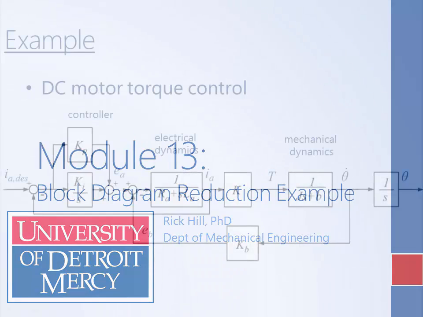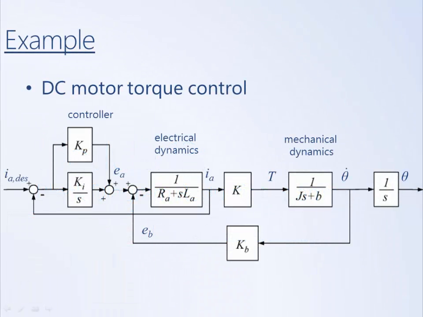At this point, we'll now attempt a more complicated block diagram reduction example. Specifically, we're going to look at this block diagram, which represents the torque control of a DC motor.